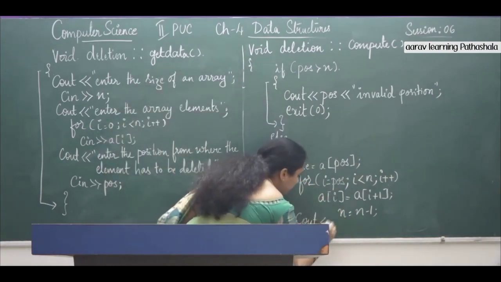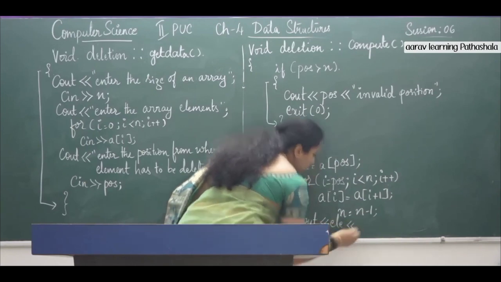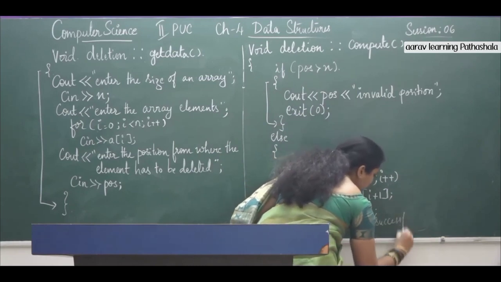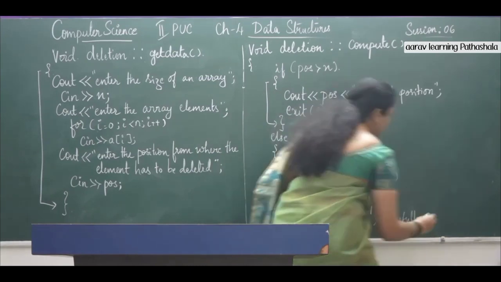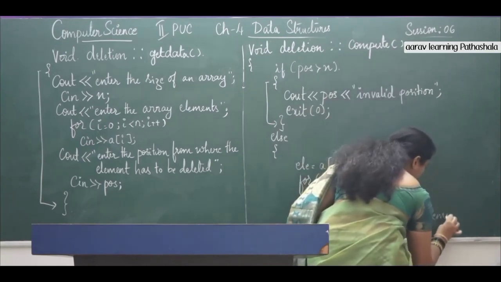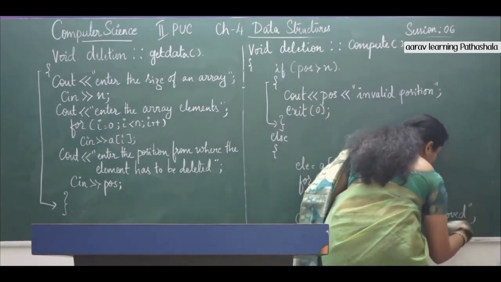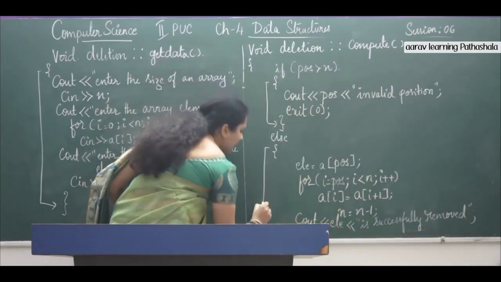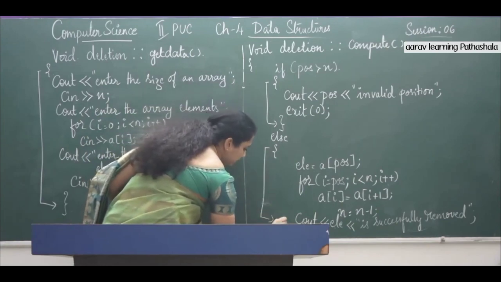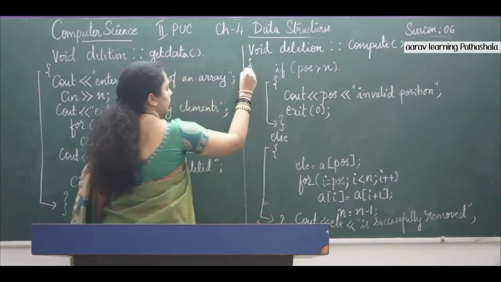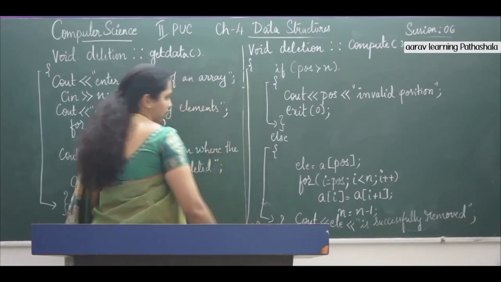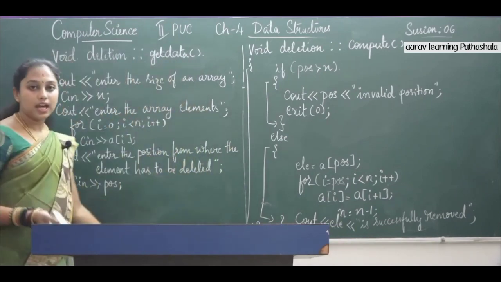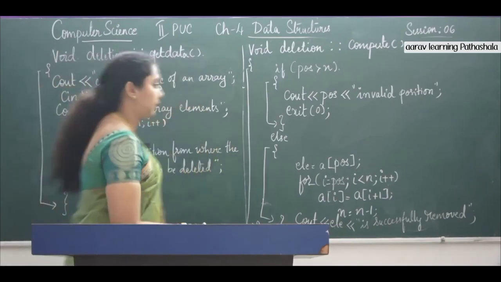Cout, element is successfully removed. So close this condition. So close this function. Next we have to display an array after deletion.